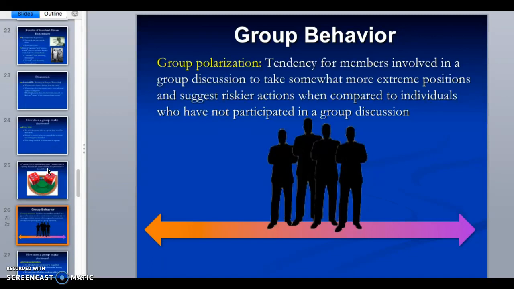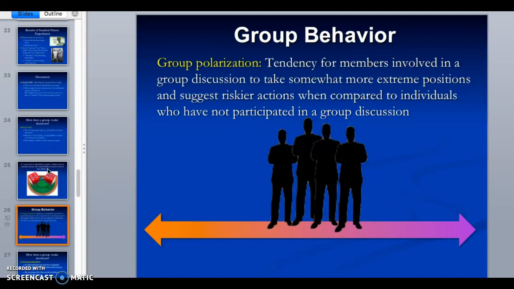There's also something called group polarization. That's the tendency for members involved in a group discussion to take more extreme positions than they normally would. Again, it suggests riskier actions, risky shift, when compared to those who are not participating in the group discussion. So group polarization is really thought to be due to two characteristics of people within social groups. And this is going to go back to things we've talked about in previous chapters.